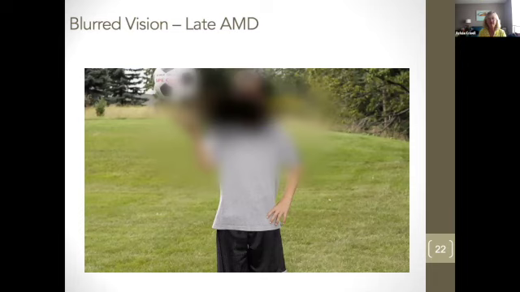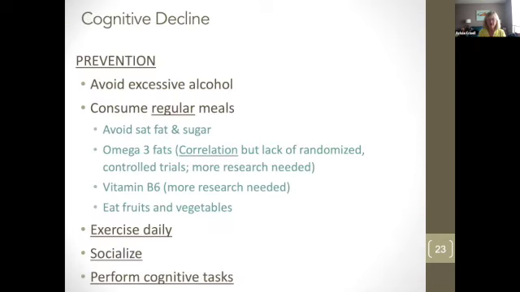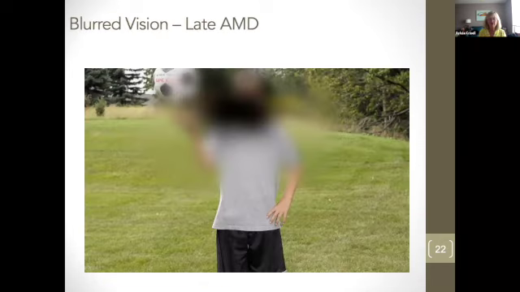This is probably the saddest thing for me, thinking about looking at your loved ones and not seeing their face anymore, because the center of your vision, the macula, really goes. Okay, so what do you do about this? Eat a whole foods diet, because that's going to provide all those phytochemicals in fruits and vegetables that flesh out what makes a healthy diet.